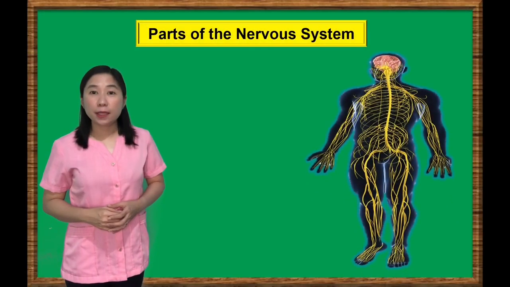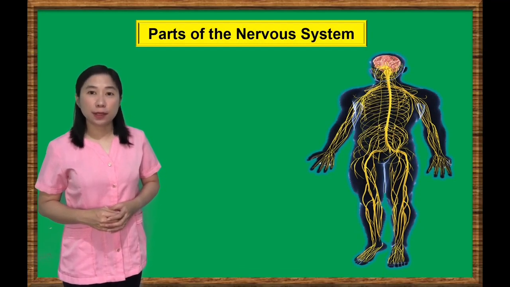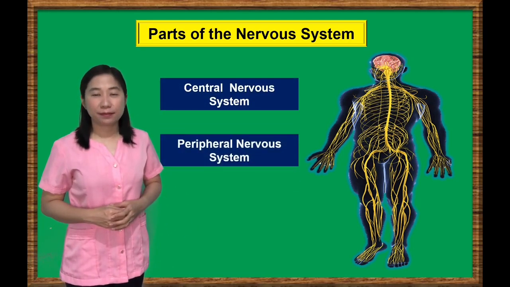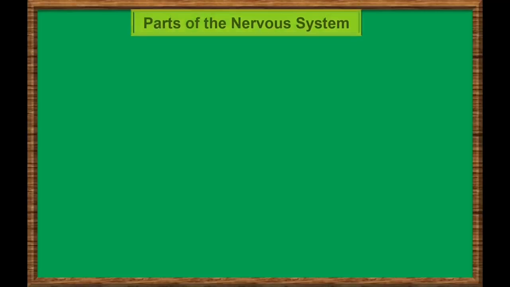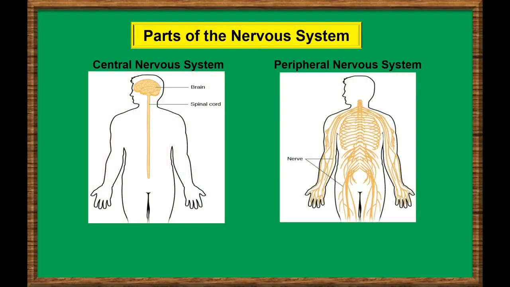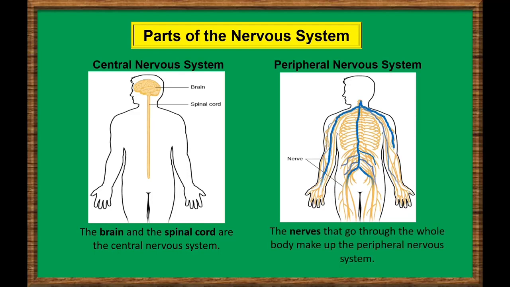Since you now know the basic unit of the nervous system, let's study the two major parts of the nervous system: the central nervous system and the peripheral nervous system. The nervous system is made up of the central nervous system and the peripheral nervous system. The central nervous system is composed of the brain and the spinal cord, while the peripheral nervous system is made up of nerves and sensory organs that go through the body. Let's take a closer look at these two basic parts of the nervous system.